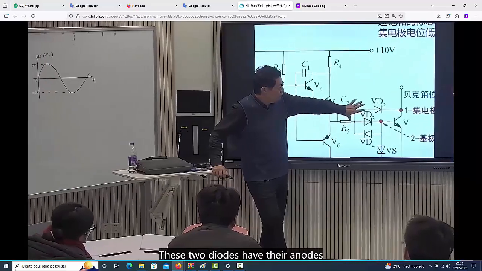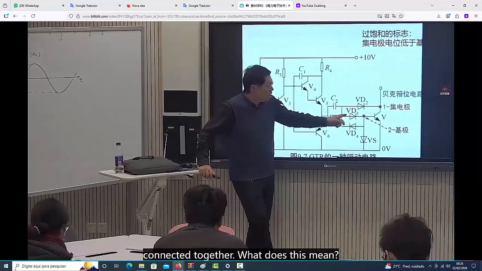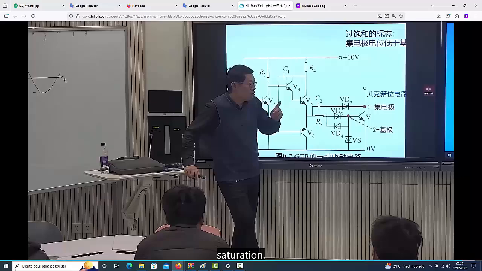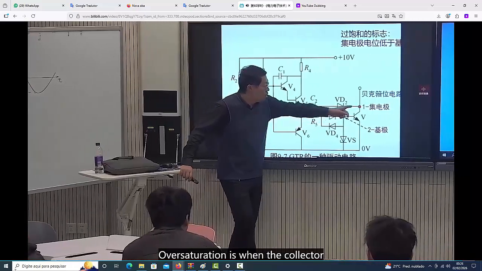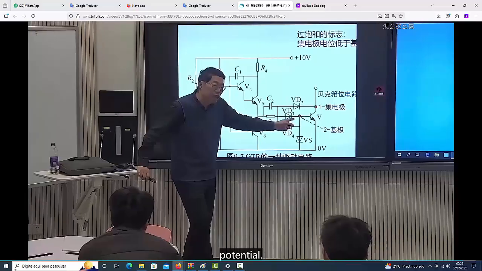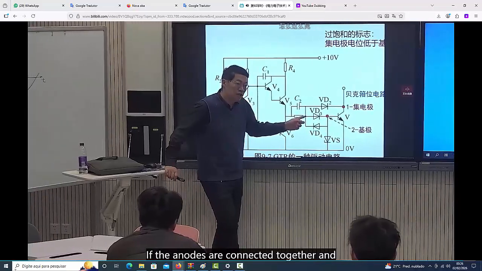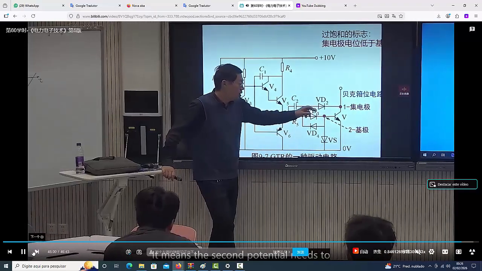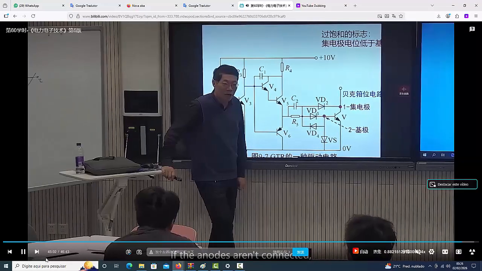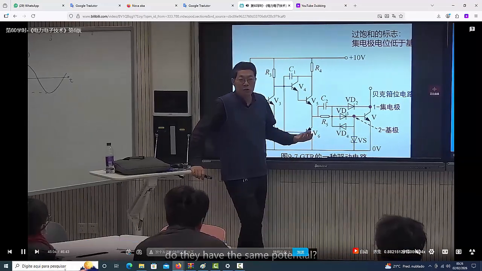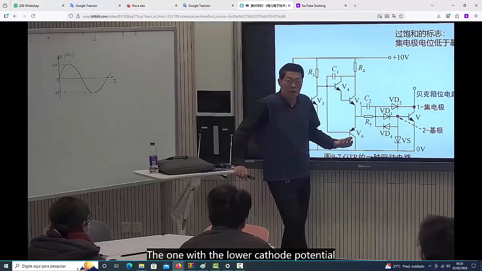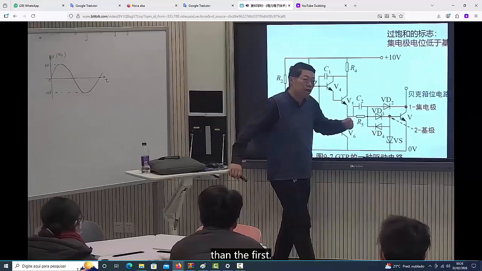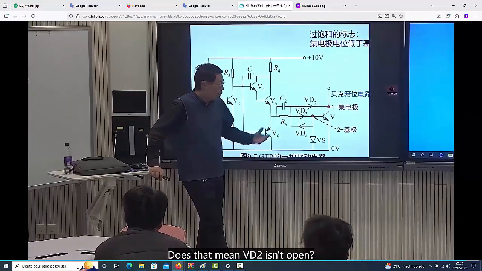These two diodes have their anodes connected together. What does this mean? Think about what we just discussed about saturation. Oversaturation is when the collector potential is lower than the base potential. If the anodes are connected together and are the same type of diode, what does that mean? It means the second potential needs to be open, right? If the anodes are connected, do they have the same potential? The one with the lower cathode potential will be open, right? Now it's oversaturated, and the collector potential is lower than the first. Does that mean VD2 isn't open?